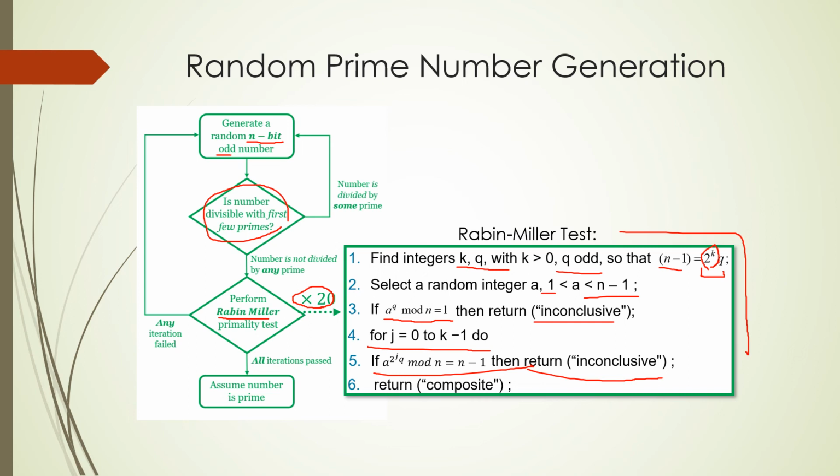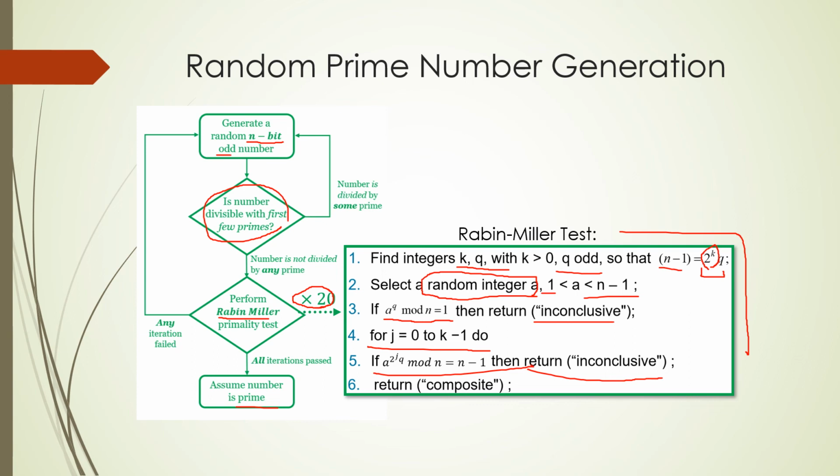So you need to try it a total of 20 times. Every time that you run the Rabin-Miller test, you're going to pick another random integer, a. And when the Rabin-Miller test passes for a number that you generated randomly 20 times, then you can say with very high confidence that number n is going to be a prime number.